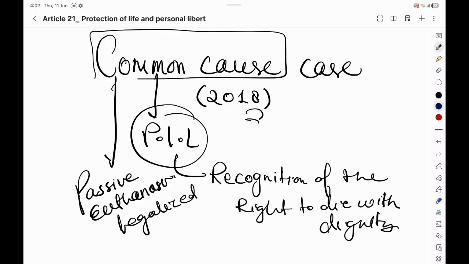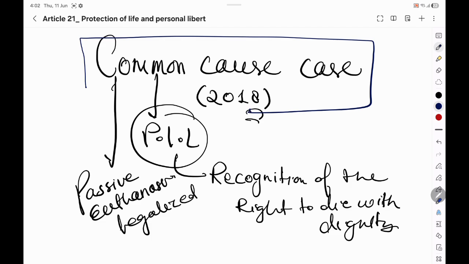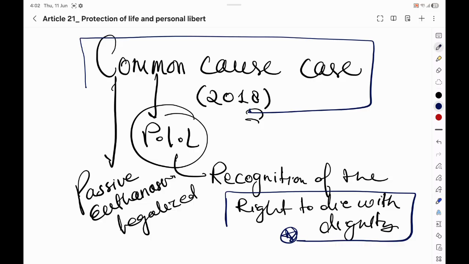So basically the Common Cause case, that was in 2018. It recognized what? The right to die with dignity. Okay, the right to die with dignity. And it legally recognized passive euthanasia, which was legalized, and the living will was also legalized.